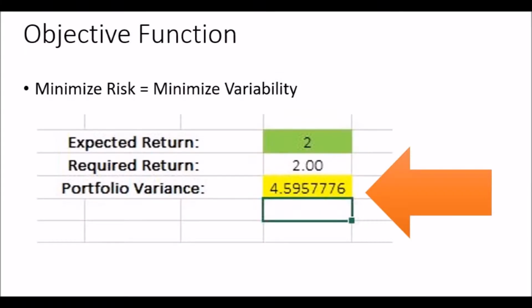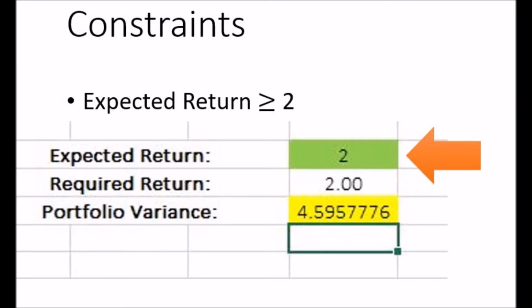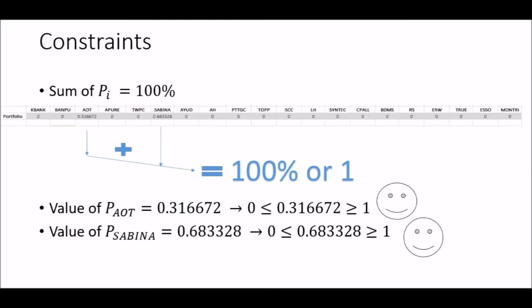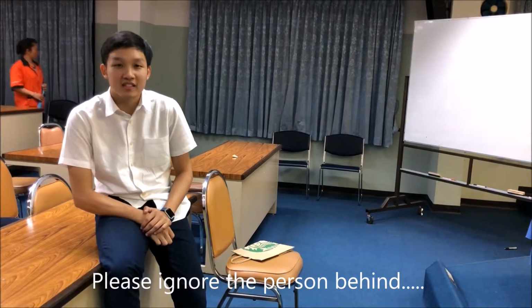In this case, we define the decision variable as the fraction of the portfolio invested in stock i, or Pi. The objective function is to minimize risk, that is, to minimize variability. And our constraints are: 1. Average return has to be greater than or equal to 2%. 2. Sum of Pi equals 100%. And 3. The value of Pi must be between 0 and 100%. Let's move to the Excel for the solution.